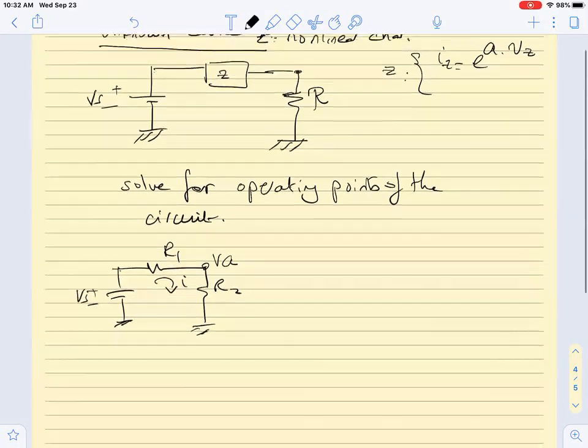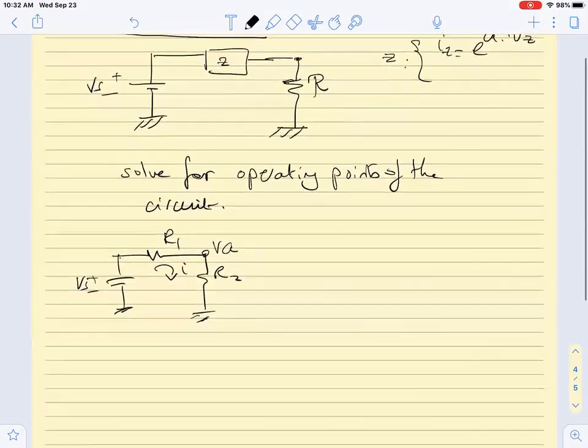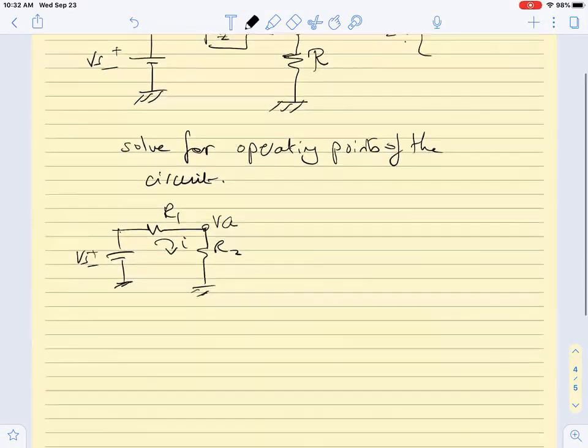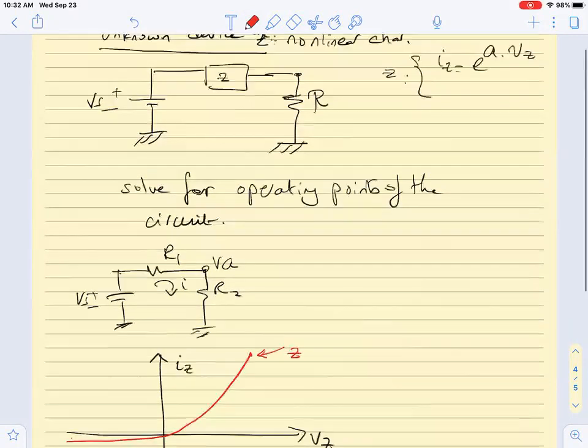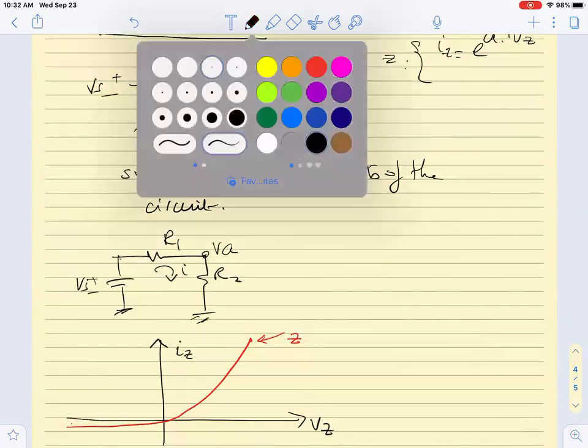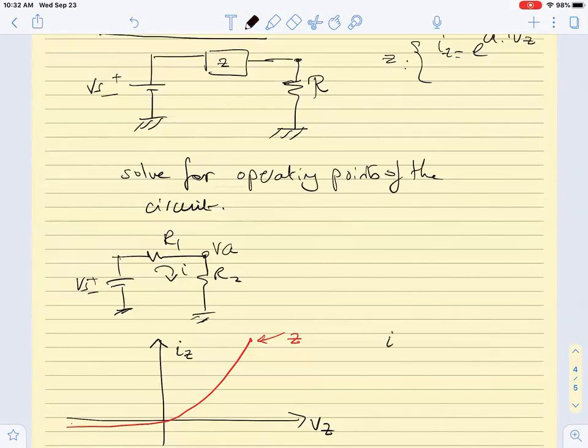If I tell you that this is the graphical characteristics for IZ versus VZ, and that these are the characteristics, with this equation, this is IZ versus VZ. The device Z behaves this way. And if I ask you to solve for this, how do we solve for the system? Don't we say, let us equate IZ equal to IR, and this is one way to solve for the operating point.